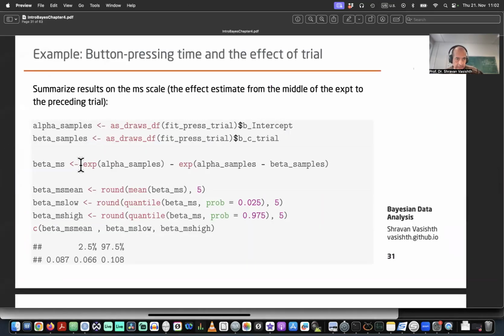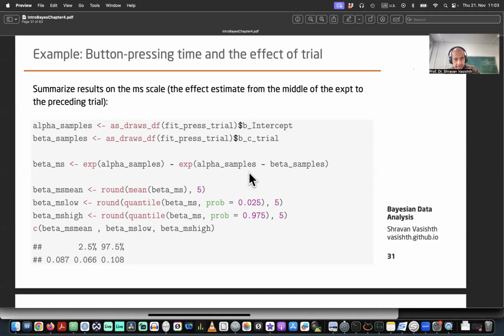That's that calculation. It's giving me the posterior distribution of the alpha samples back transformed to the millisecond scale. So I've got the median values here. And I'm subtracting from that the effect of going from centered trial ID 0 to centered trial ID -1. That means the trial ID preceding the average trial ID would be centered trial ID -1, right? So that's why you've got alpha samples minus beta samples, and then take the exponent of that.